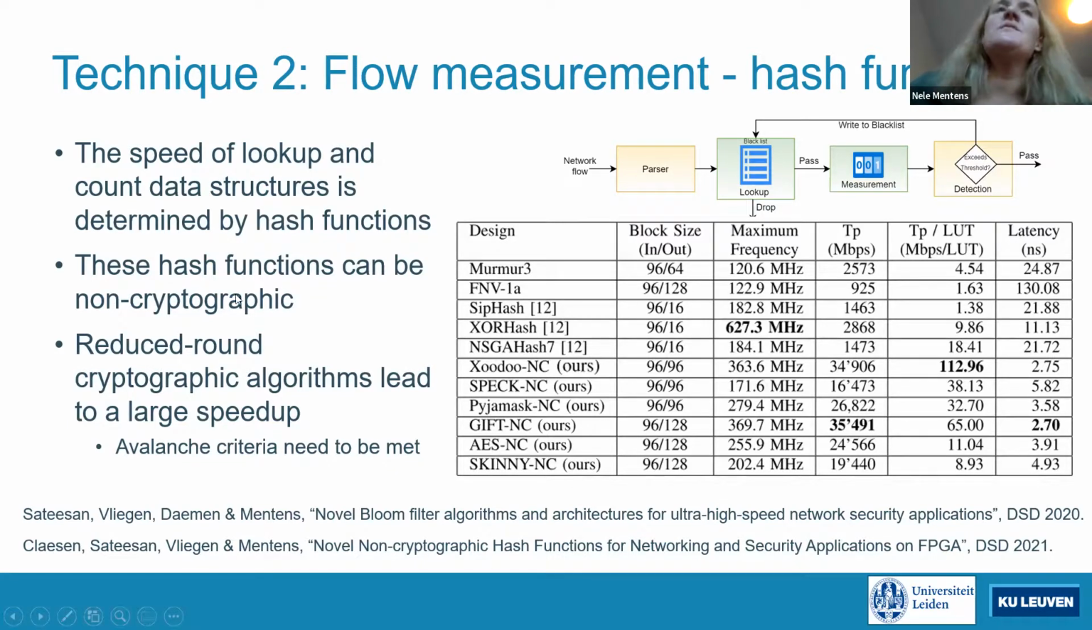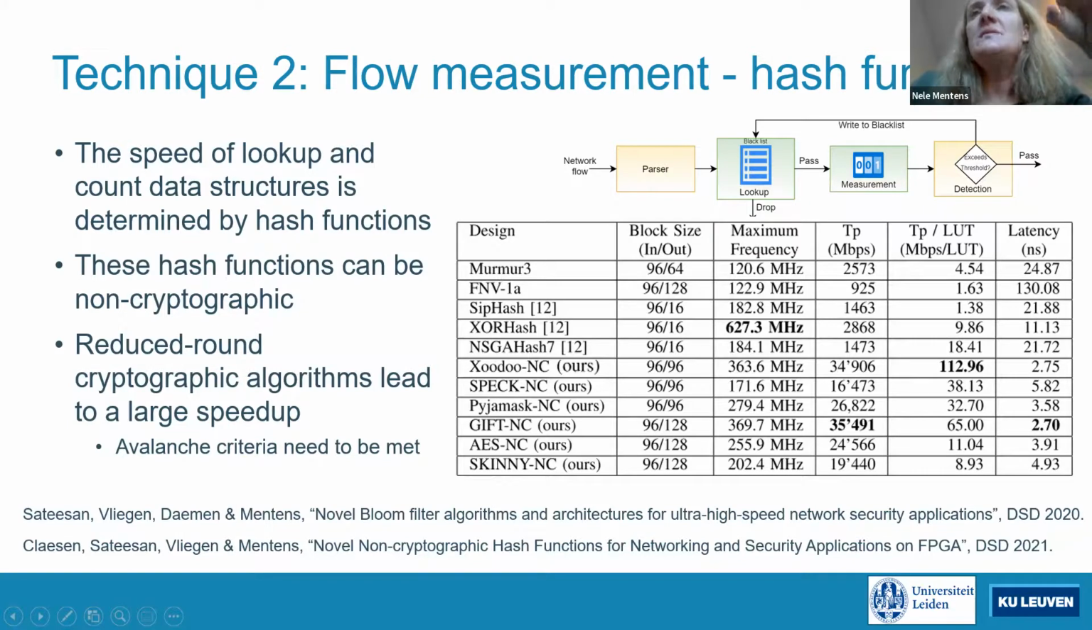With cryptographic hash functions, there are many more properties that need to be fulfilled, like pre-image resistance, second pre-image resistance, and so on. In this case, the existing non-cryptographic hash functions are actually all oriented towards fast software implementations.